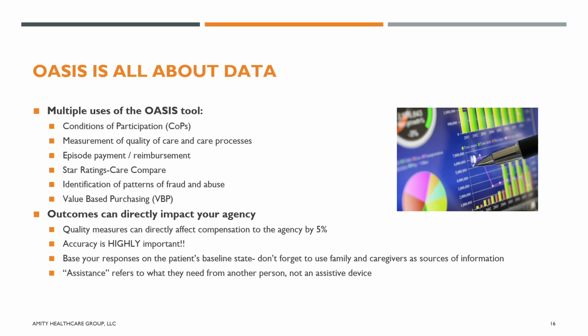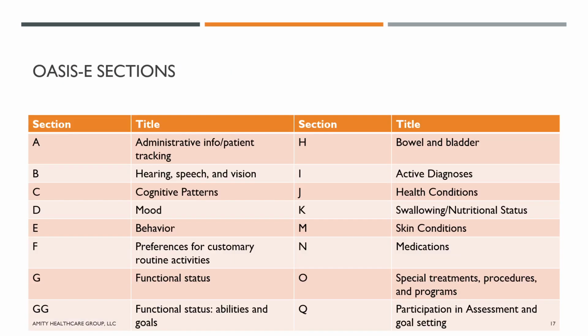Anytime you're asked about whether they need assistance, it's typically if they need assistance from another person, not from an assistive device. So that's kind of a rule of thumb. So this OASIS-E, which is different than the D, which was just before it, of course, does have some extra sections.